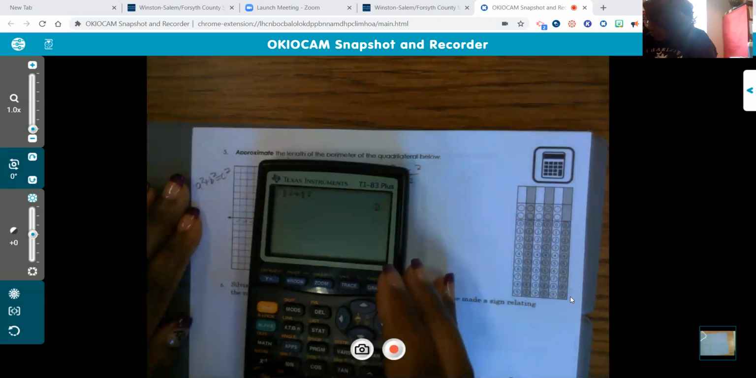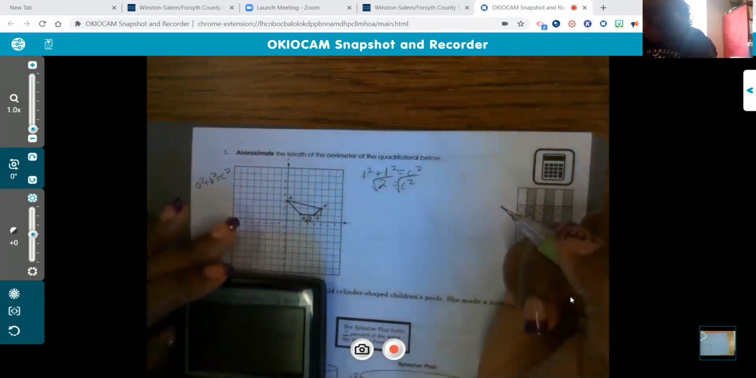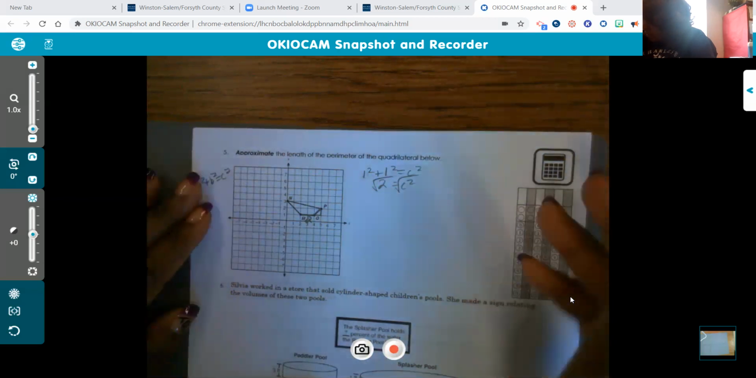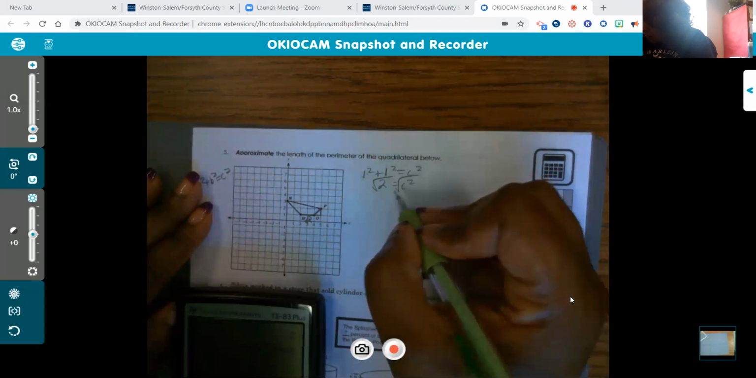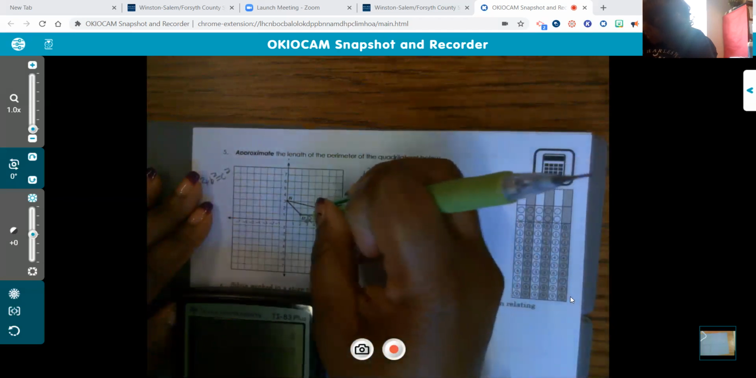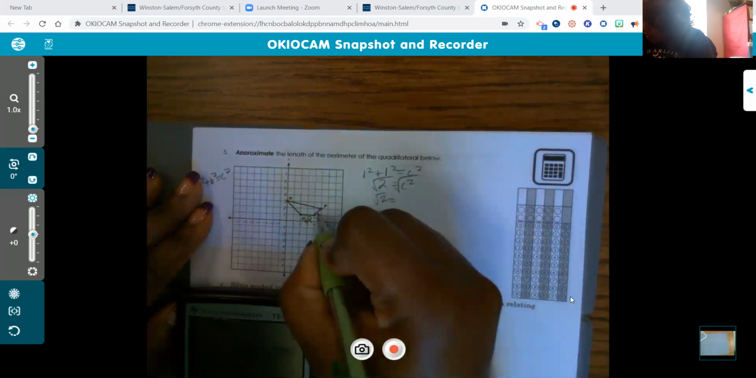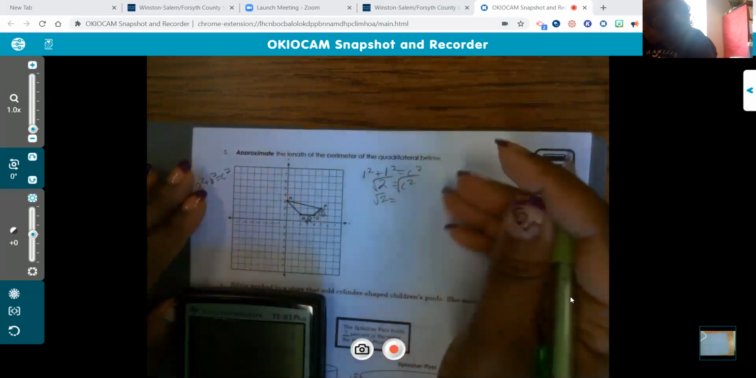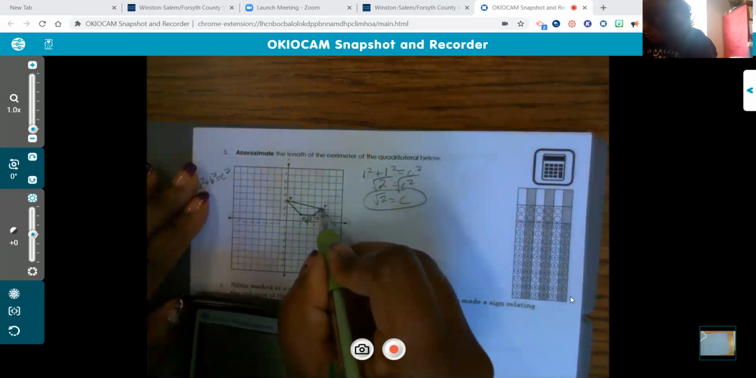So the square root of 2 is, and are we rounding this? It doesn't say. So I could just put square root of 2 and then round it at the end. Okay, so let's just put square root of 2 for this one. Okay, so this measurement is square root of 2.